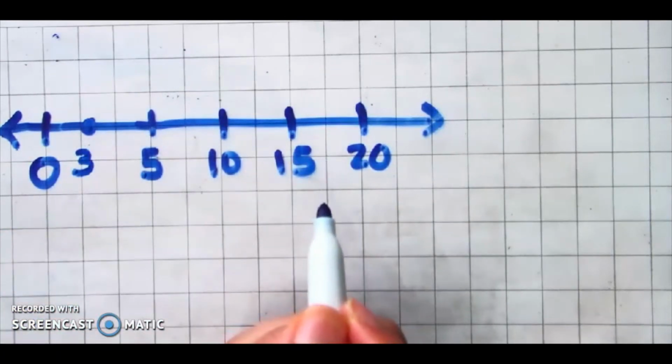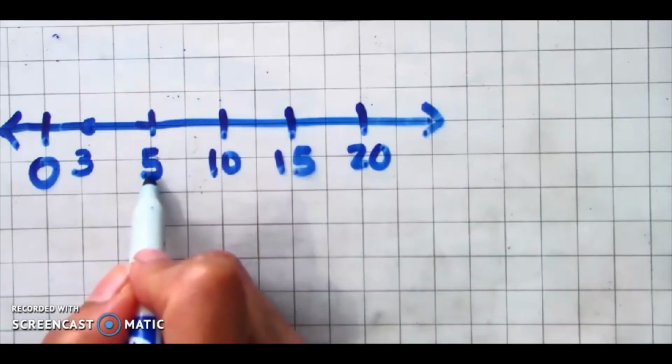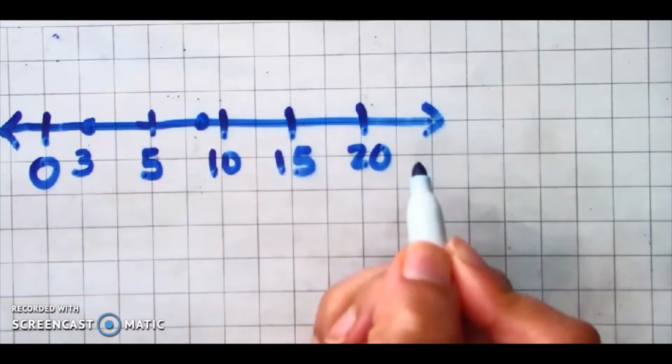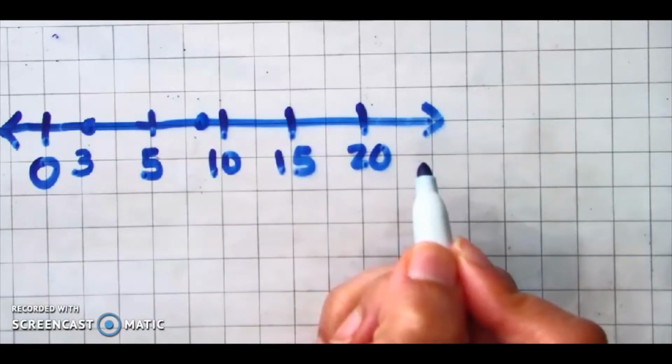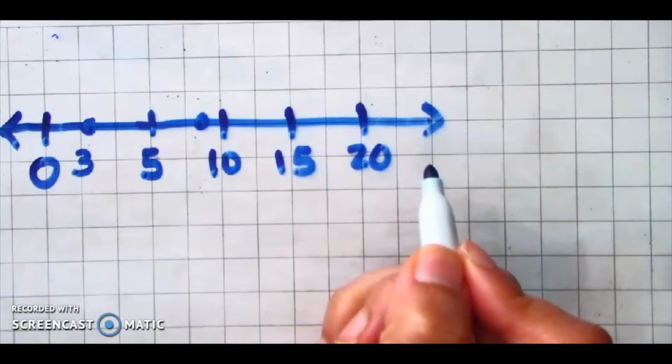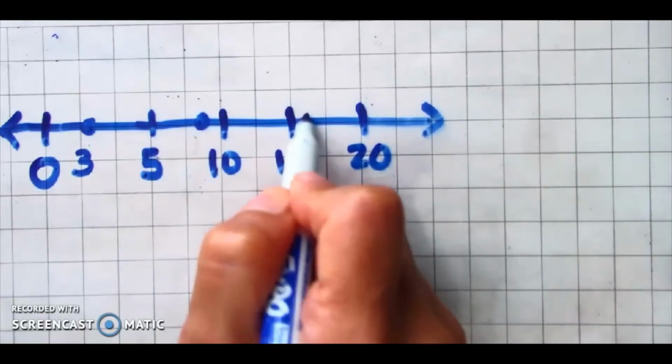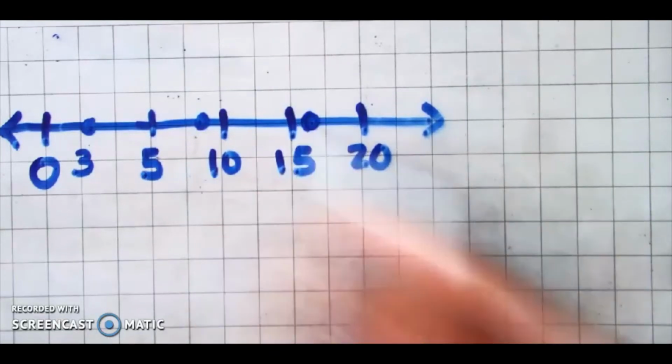If I said plot the number 7, I know that 7 comes after 5, but it's before 10, so it would be anywhere here. And one last one, if I said the number 16, I know 16 comes after 15, but it's before 20, so I would plot it there.